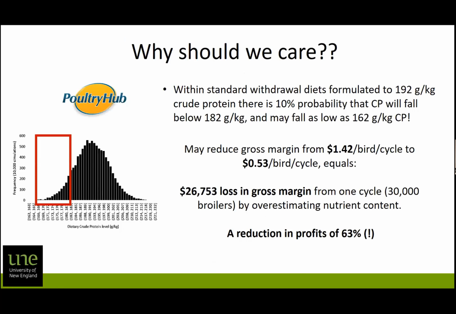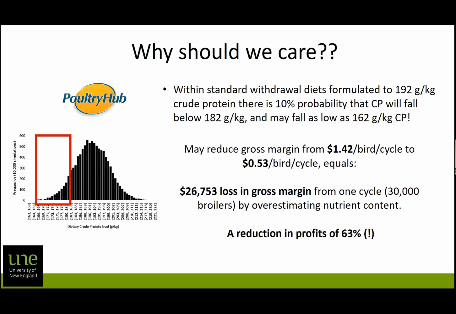That brings me to a Poultry Hub project where I've been looking at the impact of variability on our formulations. I had a look at crude protein in this experiment because protein is the most expensive part of the diet. I found that within a standard Australian withdrawal diet formulated to 192 grams per kilogram crude protein, there's actually a 10% probability that your crude protein could fall below 182 grams per kilogram, and it may even fall as low as 162 grams per kilogram crude protein.